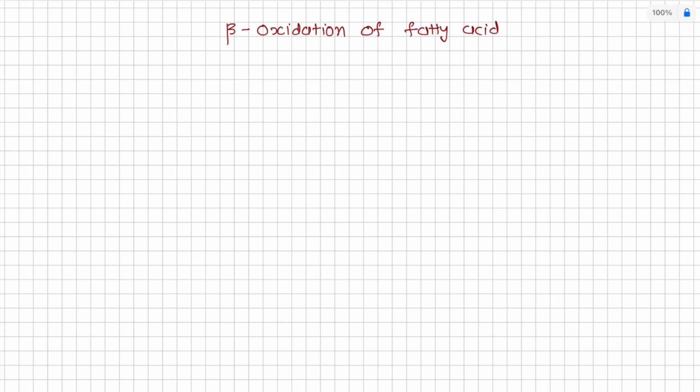In this video tutorial, I am going to discuss beta oxidation of fatty acid. Let's first look at the structure of fatty acid. The structure of fatty acid is simply a hydrocarbon chain: CH3, CH2, CH2, with many CH2 repeated, and this hydrocarbon chain has a carboxylic acid group at one end.